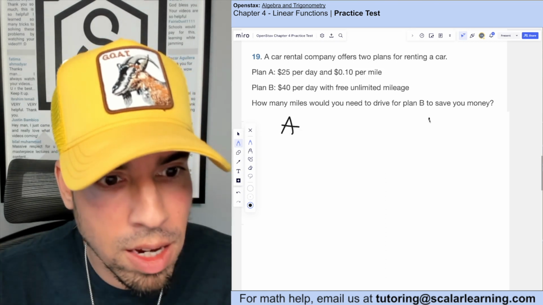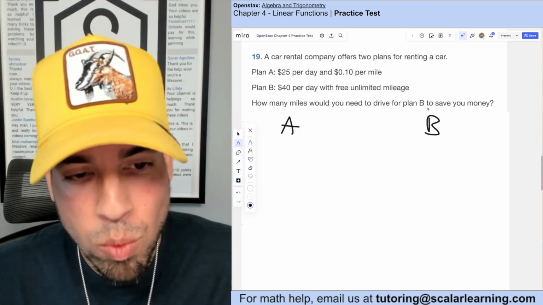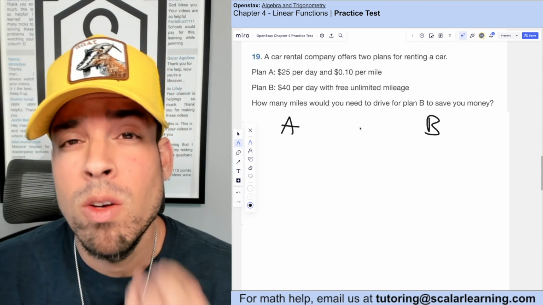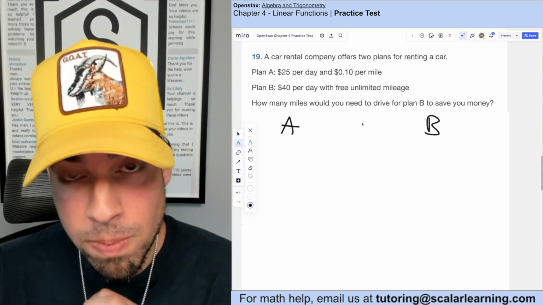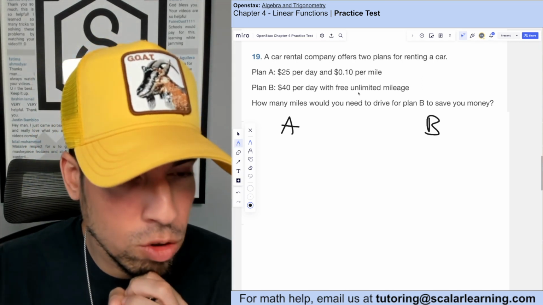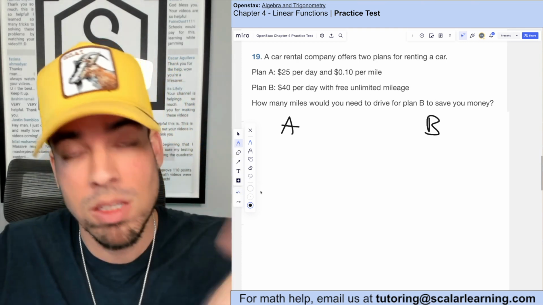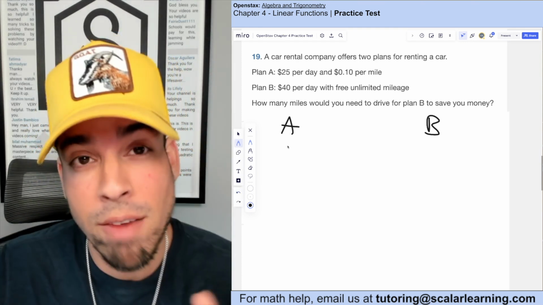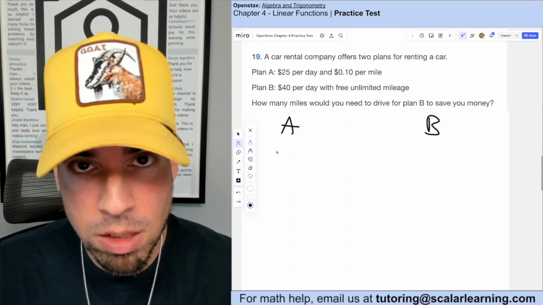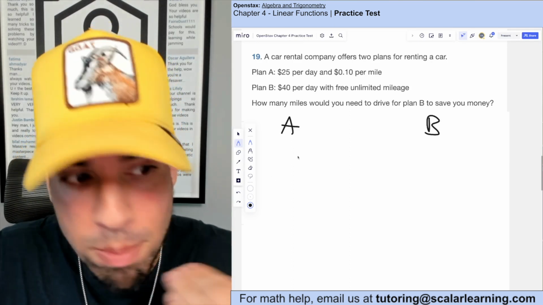For 19, we've got two plans. We've got plan A and plan B, and we're trying to figure out when B is going to save you money. So really we need to first figure out when they're equal. And then since with B you basically save money as you go further because there's no cents per mile, right? So after you pass a certain threshold, B is going to be cheaper. We just got to figure out when that point exists.